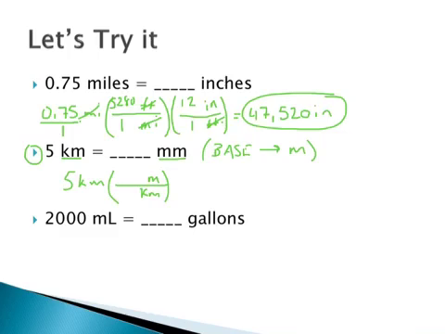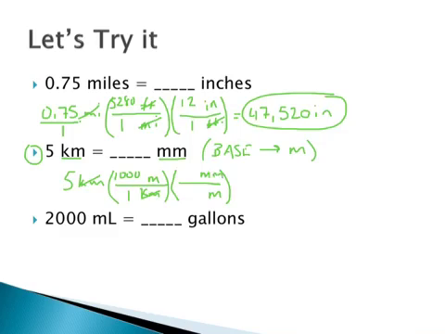Okay, so kilometers, meter, which one is bigger? Kilometer is far greater than a meter. Kilo stands for 1,000. So there are 1,000 meters in 1 kilometer. This conversion allows me to cancel out kilometers, leaving me simply with meters. My goal then is to get to millimeters. So once I'm at meters, I can now cancel out the meters and get to millimeters.